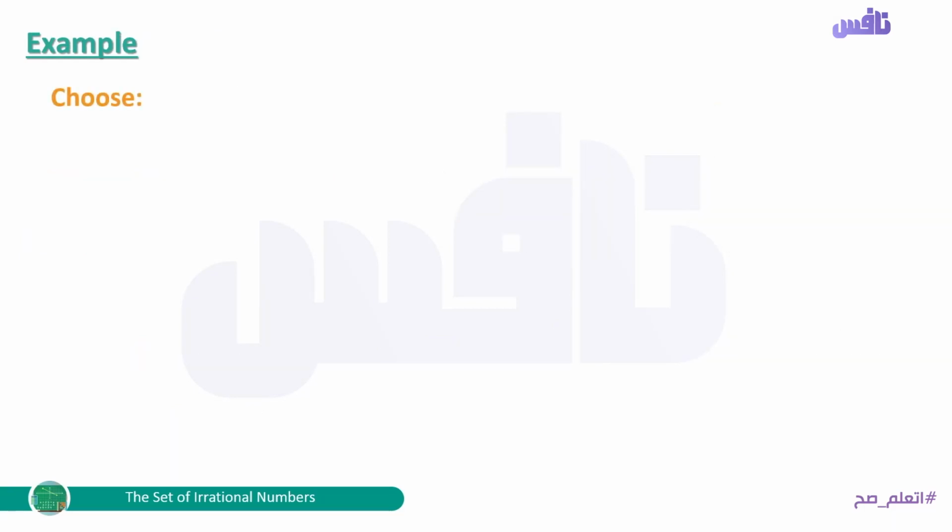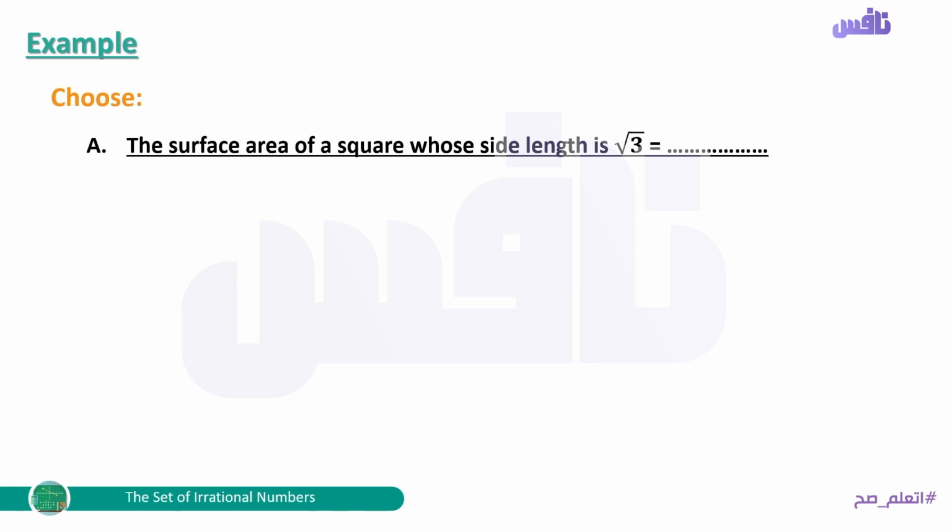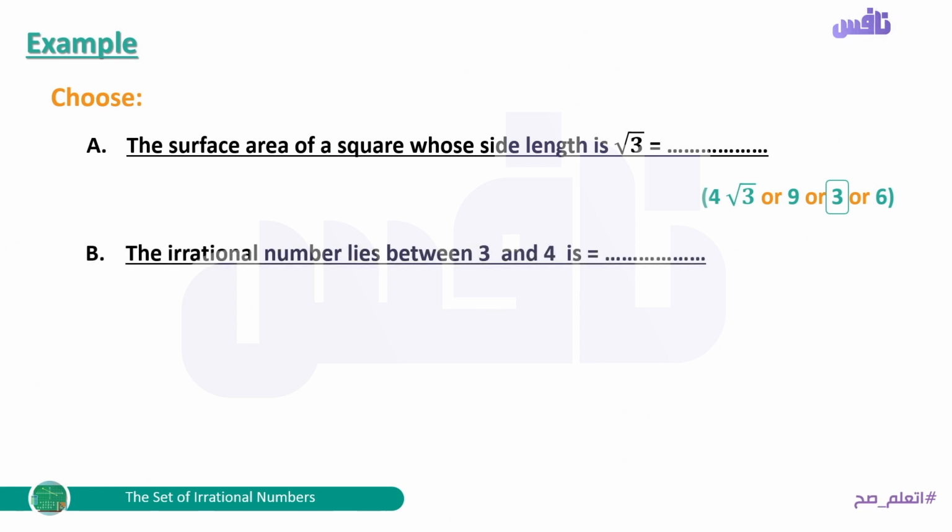Another example, choose. Letter A, the surface area of a square whose side length √3 equals, we have choices for √3, 9, 3, or 6. From primary stage, we know that we can find the area of the square by using the rule side times side. So to find the area of this square, we are going to multiply √3 by √3. The result will be 3. So the area of this square equals 3 area unit.